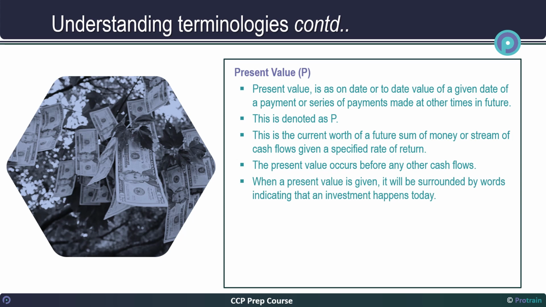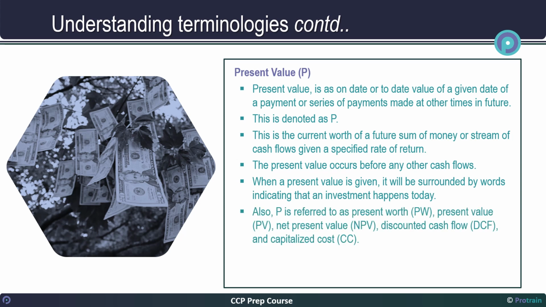Usually, when a present value is given, it will be surrounded by words indicating that an investment happens today. On a cash flow diagram or line, the present value occurs at time equal to 0. Also, P is referred to as present worth, PW, present value, PV, net present value, NPV, discounted cash flow, DCF, and capitalized cost, CC.